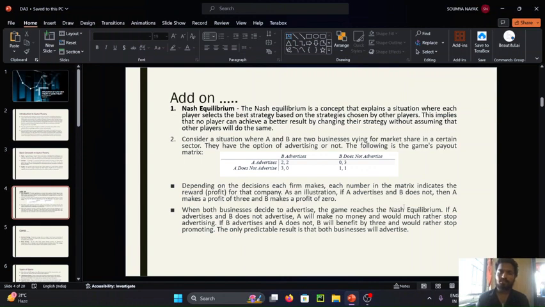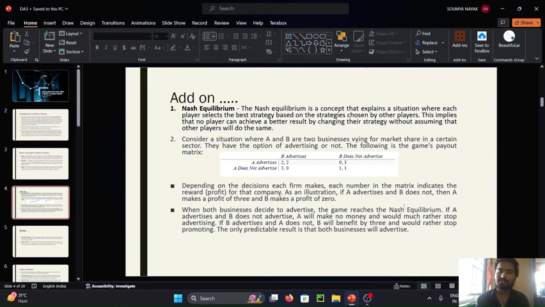If A advertises and B doesn't, B will make no money and would much rather start advertising. If B advertises and A doesn't, B will benefit by 3, and A would rather start promoting. The only predictable result is that both businesses will advertise. So suppose A is advertising and B is not, A will get the maximum profit of 3 and B will get 0. Over the course of time, B will start promotion too, and the same goes for A. So the only predictable result is that they both will run their advertising.